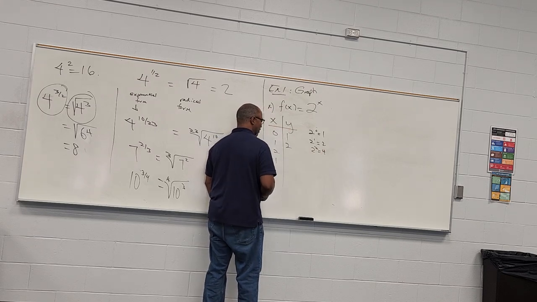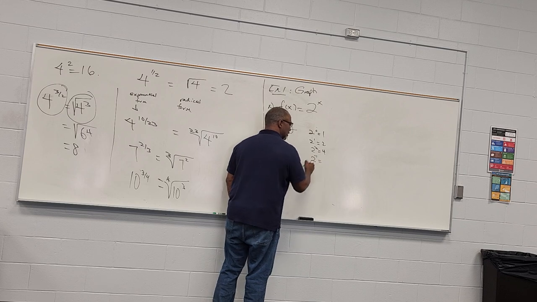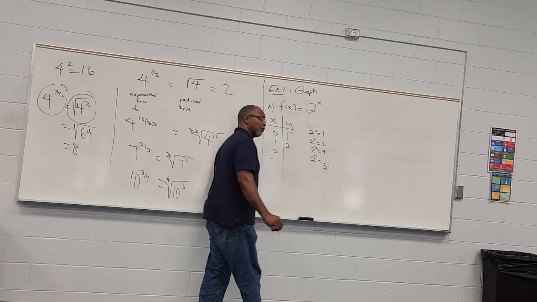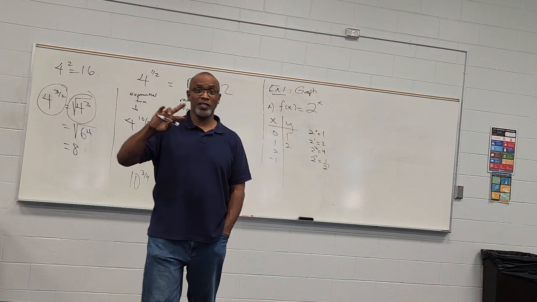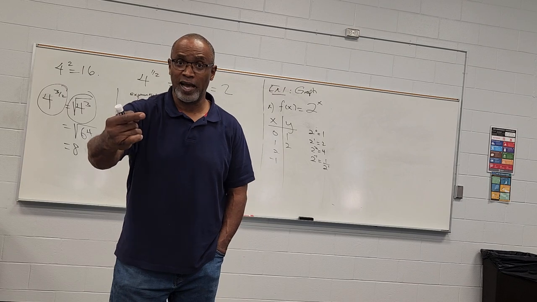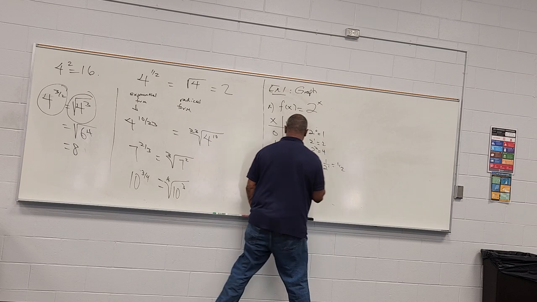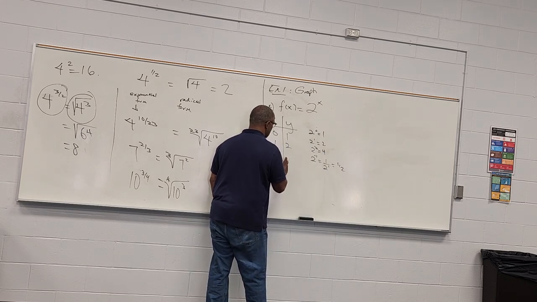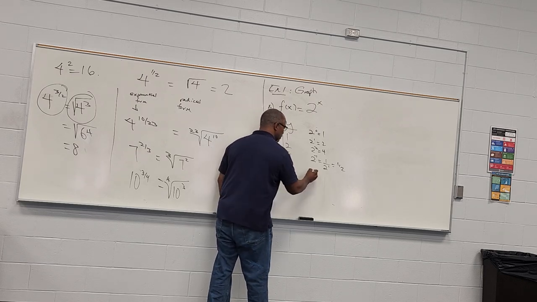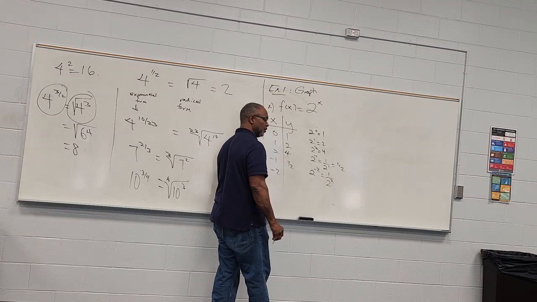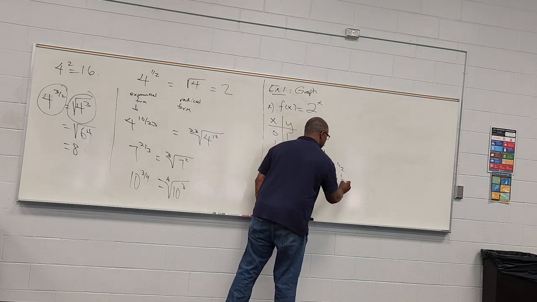And you can do some negatives. When x is negative 1, 2 to the negative 1. Now again, this is that exponential form. Whenever you have a negative exponent, if you flip it over, the exponent changes sign, so if I move that 2 to the negative 1 into the denominator, it becomes 2 to the positive 1. But 2 to the positive 1 is just 2, so that's 1 half. Negative 2, 2 to the negative 2 becomes 1 over 2 to the positive 2. But 2 to the positive 2 is 4, so 1 fourth.